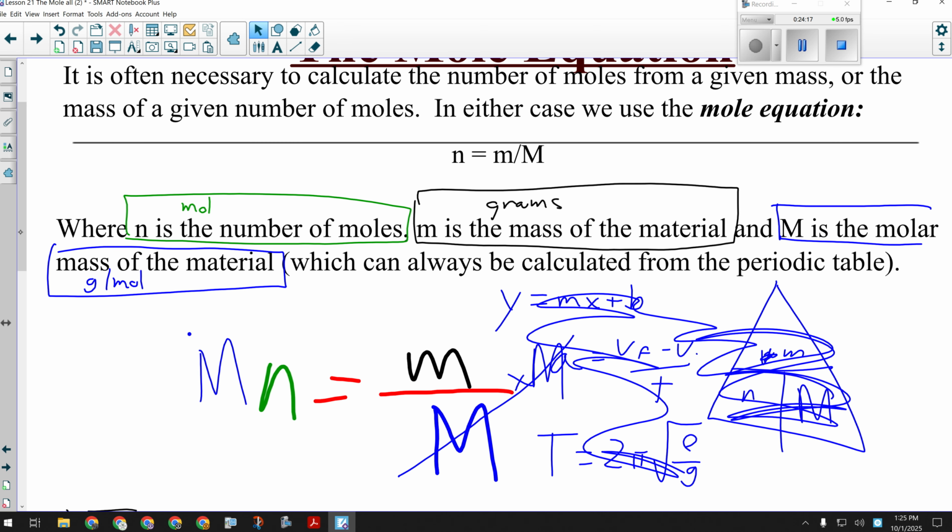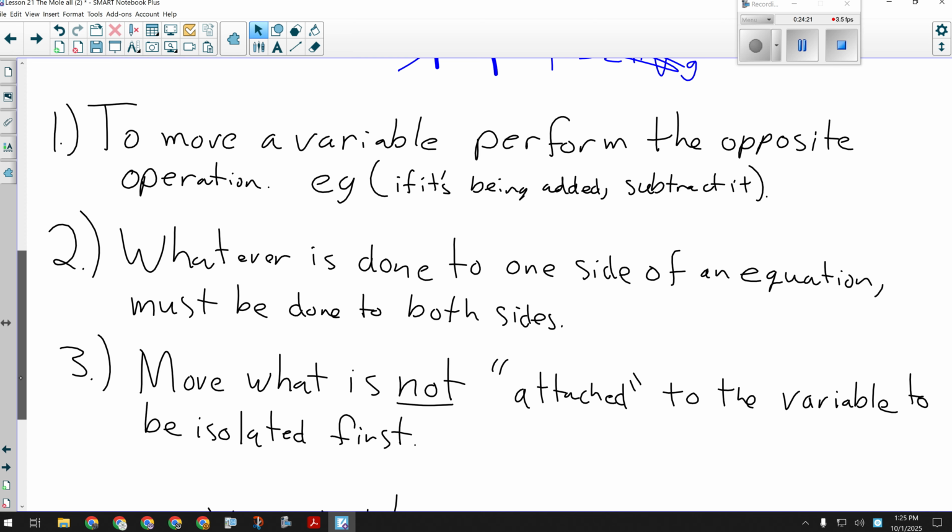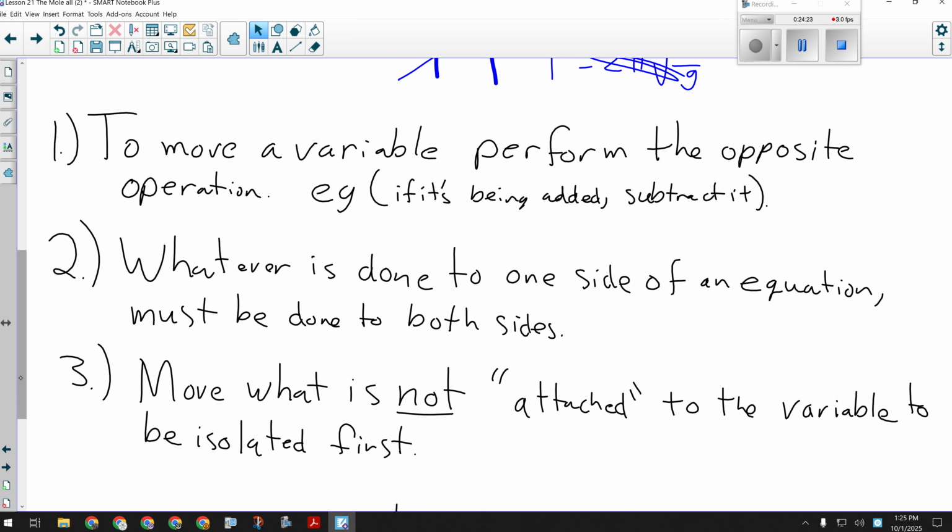In fact, I want you to write them down right now. Okay, these are the 3 rules of algebra. They will help you, and they're not hard.